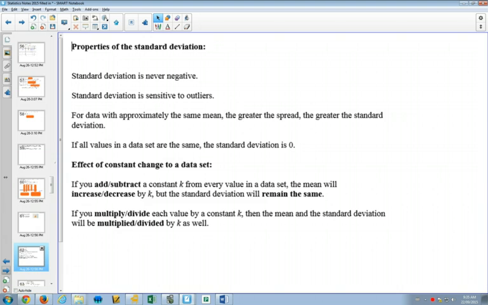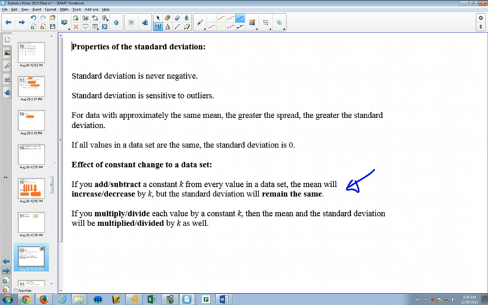So with data with approximately the same mean, the greater the spread, the greater the standard deviation, which makes sense. The farther it's spread out, the more that you'll have here for your standard deviation. If all the values are the same, there is no deviation. And the mean would be that value, and you'd have all zeros for the difference. And then when you square all those zeros, you would get 0. So then the standard deviation would be 0.